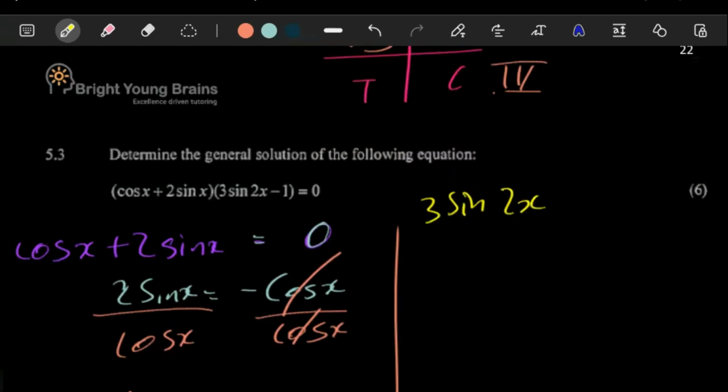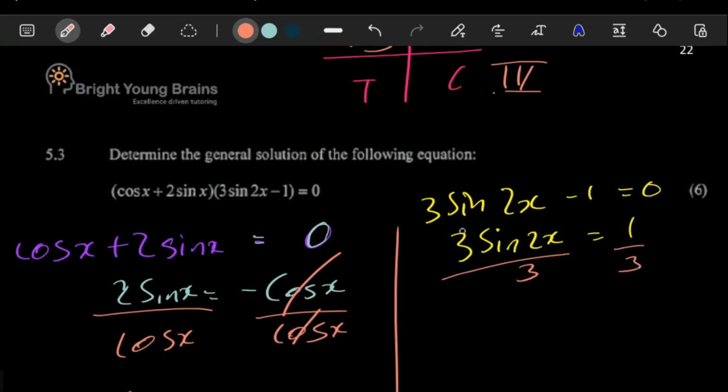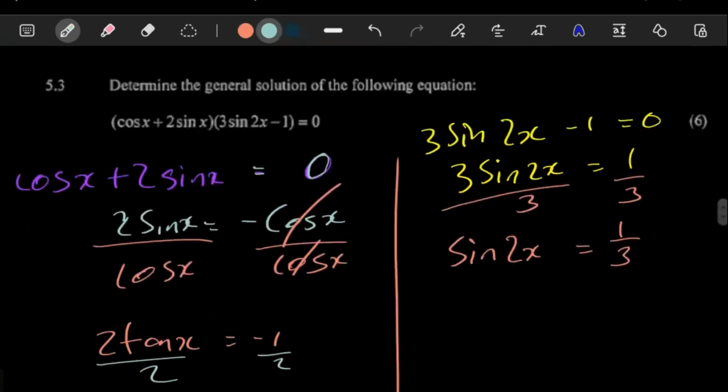3 sine 2x minus 1 equals 0. So the 1 has to go over. The idea here is to isolate the trig ratio, so divide both sides by 3. You're going to have sine 2x equal to a third. Now don't make the mistake of dividing by 2, because this is stuck together. So you have to get a reference angle. You're going to get shift sine of a third.